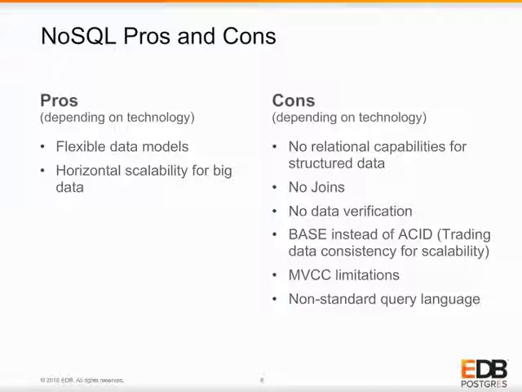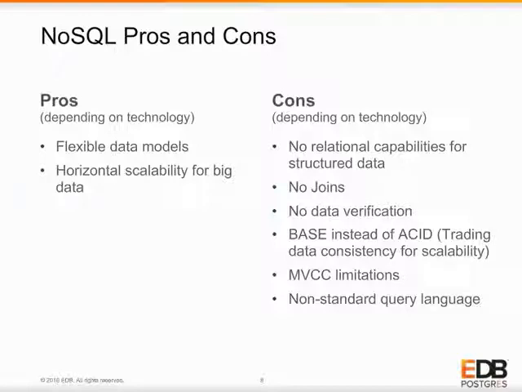A second pro is horizontal scalability, and this will be required for big data. So if you have large amounts of data that you need to store, there are NoSQL technologies out there that allow you to store this data in a very performant way across various servers. While Postgres does not offer sharding yet, if you wanted to leverage the benefits of a NoSQL data store, you can integrate that in EDB Postgres, but we'll see that on one of the next slides.